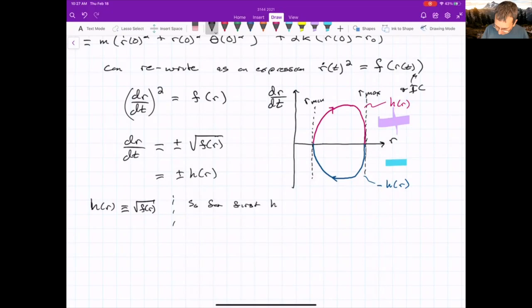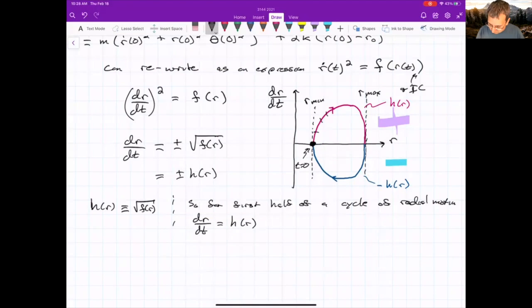We say the first half of a cycle of radial motion, dr by dt equals just the positive HR. And I'm going to call this time over here where we're at R min, let's call that t equals 0. And then we kind of go through this cycle, and then we end up here. And that's actually half the period. So I'll call this t equals capital T over 2.